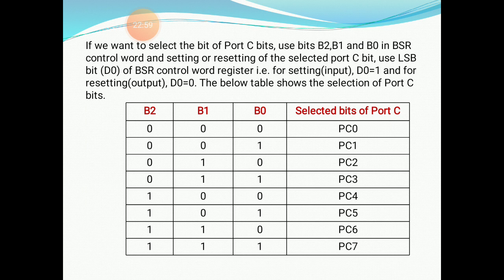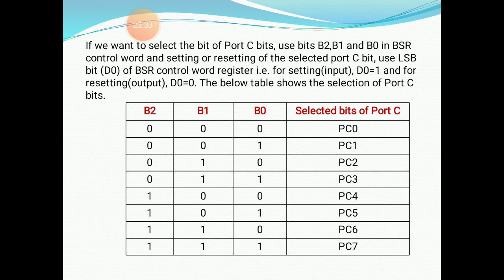Now let us see how to select a particular bit of port C and set or reset that bit by using the BSR control word format. If you want to select a bit of port C, use bits B2, B1, B0 in the BSR control word, and for setting and resetting of that selected bit, use the D0 bit of the BSR control word register. That is, for setting that particular bit, D0 equals 1, and for resetting that particular bit of port C, D0 equals 0.